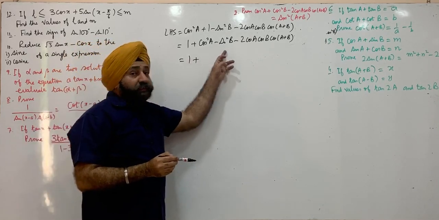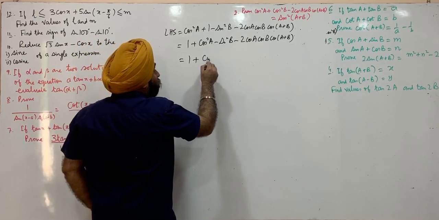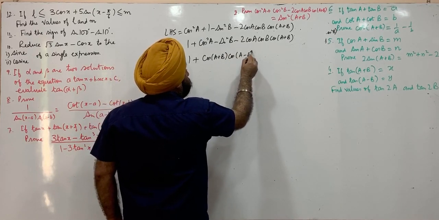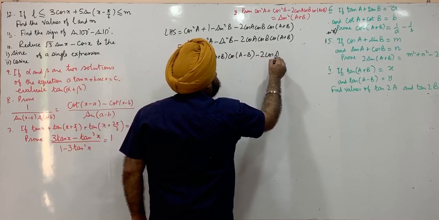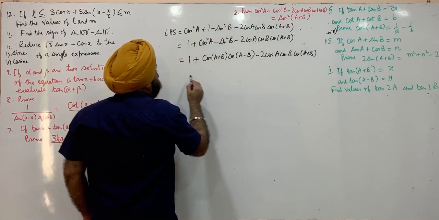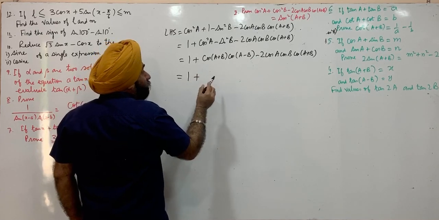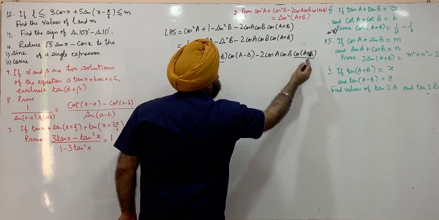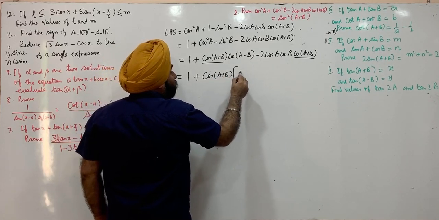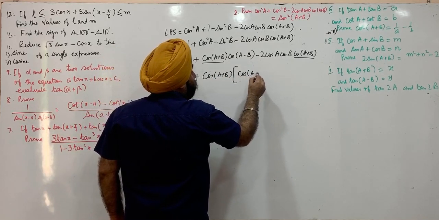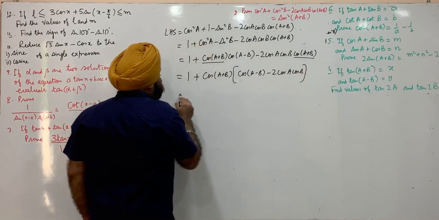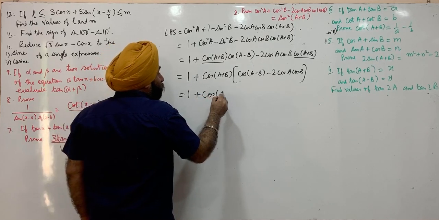Now what is cos square a minus sine square b? We know it's cos of a plus b into cos of a minus b, minus 2 cos a cos b into cos of a plus b. This is 1 plus cos of a plus b, cos of a plus b. We take cos of a plus b common. Inside it's cos a minus b minus 2 cos a cos b. This is 1 plus cos a plus b.